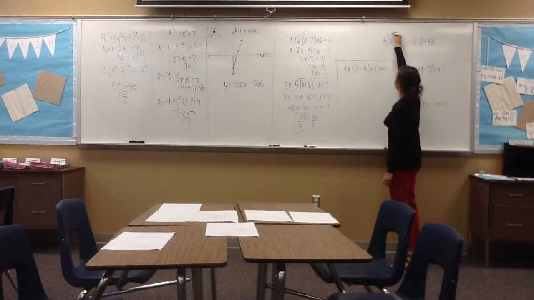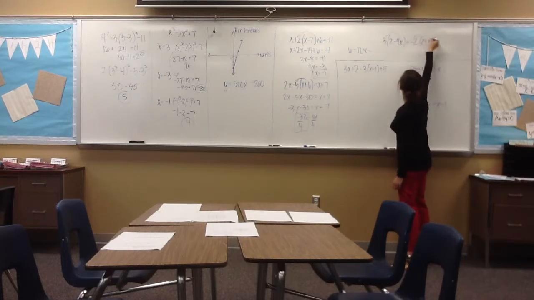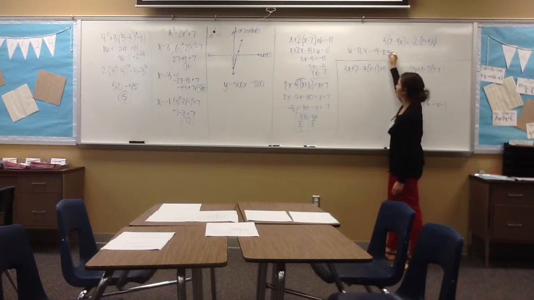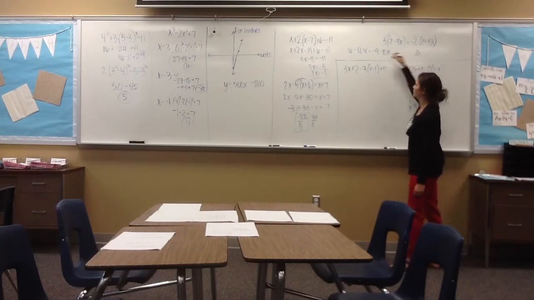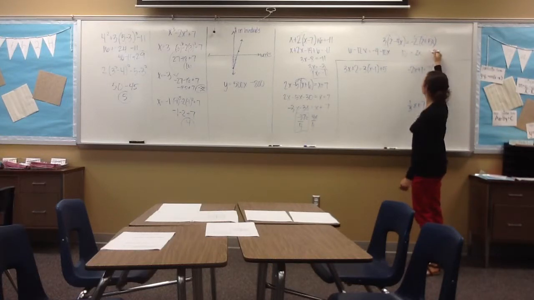Okay, here, distribute the 3 through. I'm going to do it over here. 6 minus 12x equals negative 4 minus 10x. Okay, I'm going to go ahead and add this over, so 2x will be on this side. Add 4 over, so that's going to be 10. If I divide that by 2, x is going to equal 5.